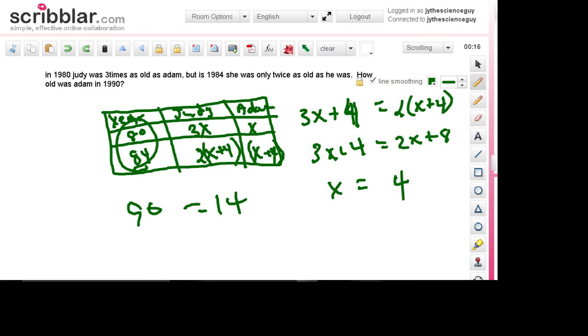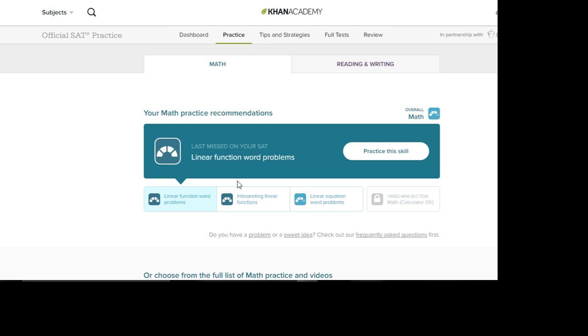So, let's go back to your review. We went over linear word problems, which is the stuff we just did there. We went over interpreting. Okay, I probably need to go over this with you just to remind you, because they might actually ask you this. If I write this, can you identify what each one of the letters means?